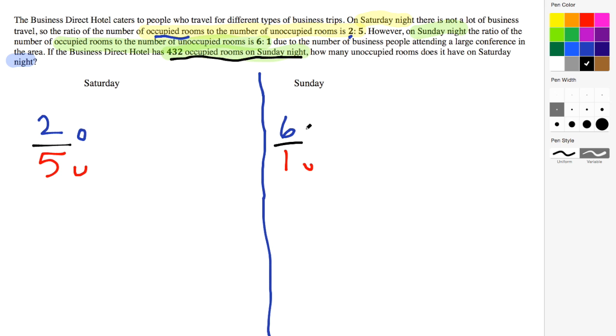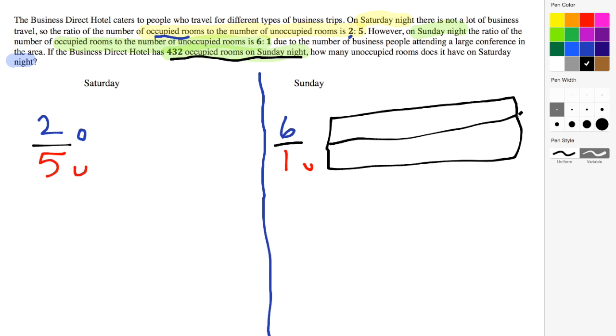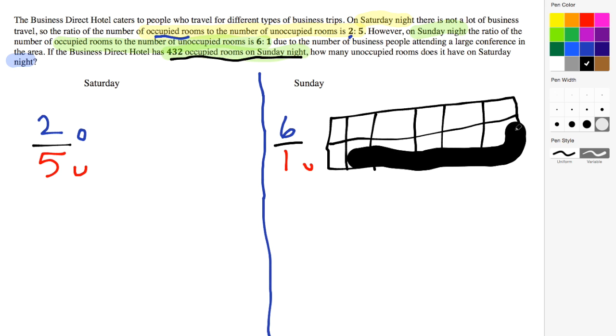I know how to find out how many occupied rooms there were on Sunday night. So let's go ahead and draw our diagram. So we have our tape diagram. And we have 6, so there's the middle. I'm going to do 1, 2, 1, 2, and fill in all of these because they don't matter. And then go back to this. So 6 is going to have to equal 432.